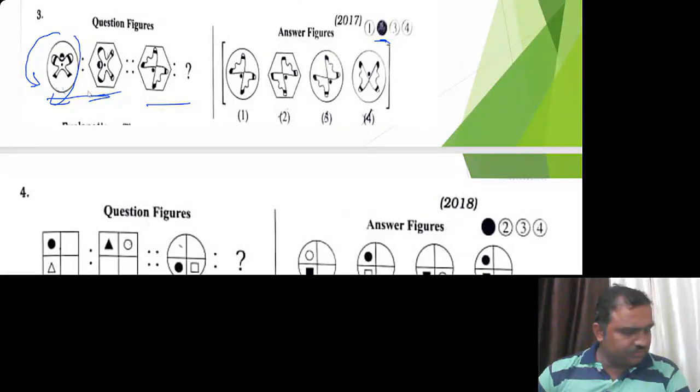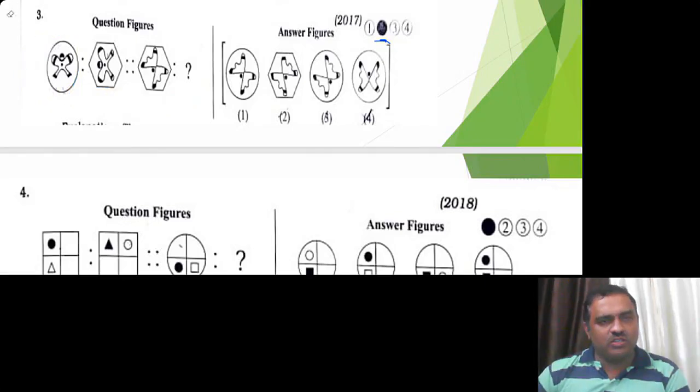What do you think? Should we rotate it clockwise or anti-clockwise? First of all, suppose we rotate it clockwise, will you get this figure? We will rotate it like this. Do we get this figure? Definitely no. And if you rotate this anti-clockwise, then also we are going to get this. Okay, no doubt about it.